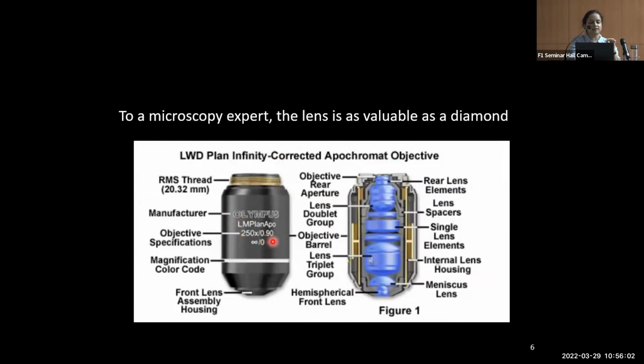See here, it's written 0.90. That's the refractive index. 250x is your magnification. All right. So this is an objective lens. 250x is your magnification. To a microscopy expert, the lens is as valuable as a diamond. So be very careful when you work with a microscope lens.